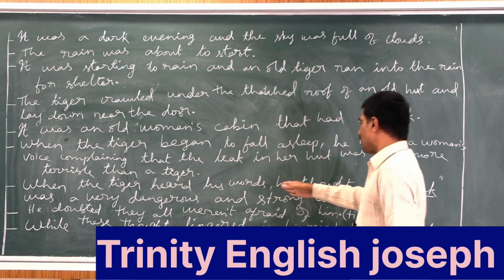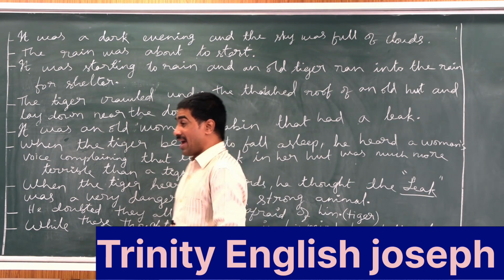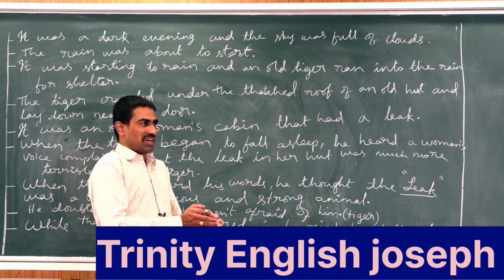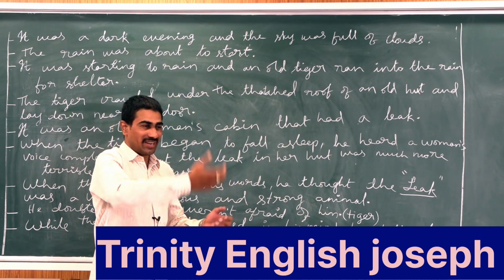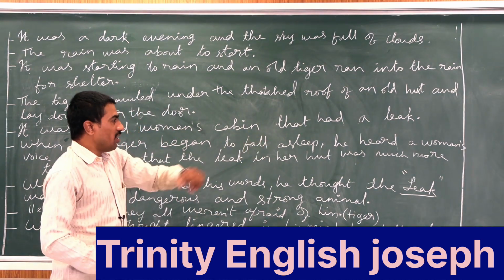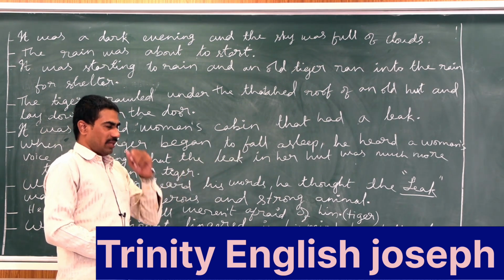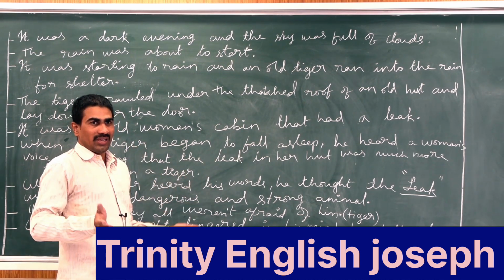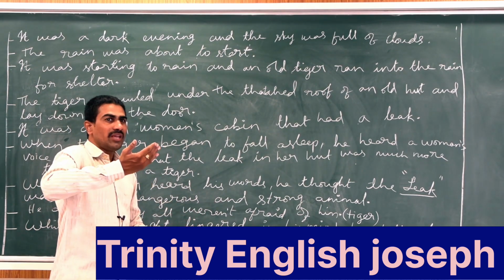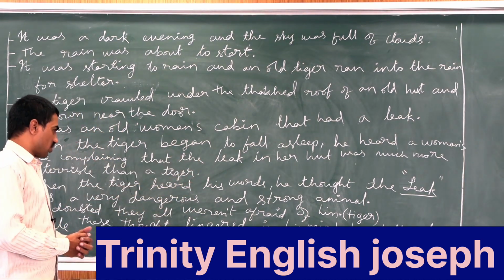When the tiger heard her words, he thought the leak was a very dangerous and strong animal. This particular tiger did not really understand what a leak was. It did not understand that there was a hole and the water was coming into the hut. But when it heard this new word, when the woman was terribly afraid of this particular leak, it thought that maybe I am the tiger and the cruel animal, and this leak might be a much bigger animal than me, which even frightens me. So that's what the tiger thought.